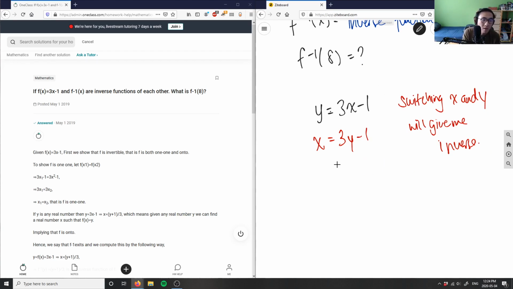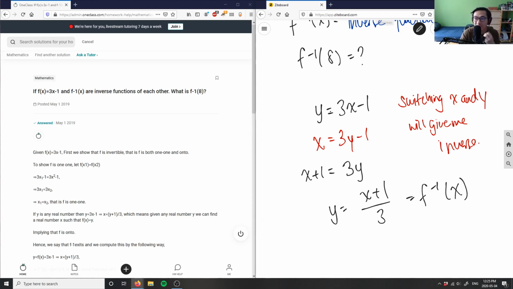So I want to basically isolate this y value here, so I'm going to move negative 1 to the other side, so I'm going to add 1 to both sides. I'll have x plus 1 equals 3y, and then what I could do is divide everything by 3 in order for me to get y by itself, right? So I'm going to have y equals x plus 1, divided by 3. So this here is my inverse function, which equals f of negative 1 of x, right?